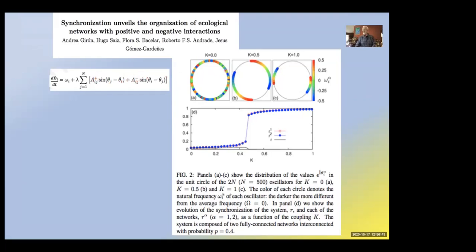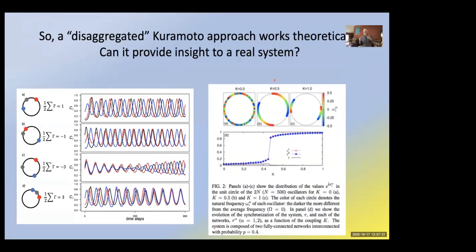And their results are, if you look at the results on the circle space right here, this is with no coupling, and they're just all around. Each oscillator has a different color. And then with substantial coupling, what you see are two basic groups here. The two groups themselves are anti-phase coordinated with one another, but within each group they're in phase. As the coupling gets larger, the phase coordination becomes stronger also. But still, all the positive ones are in synchrony, and they're in anti-phase synchrony with the ones that are negative. So we have these two disaggregated Kuramoto approaches that work theoretically.